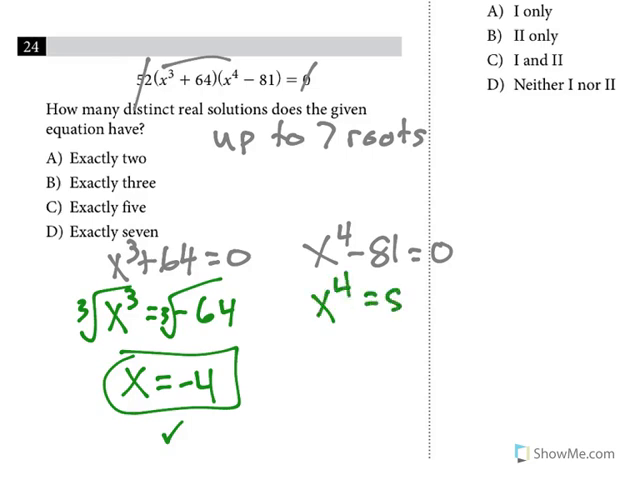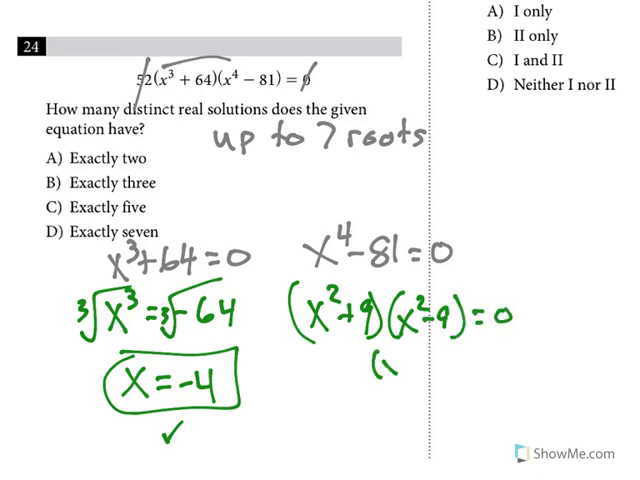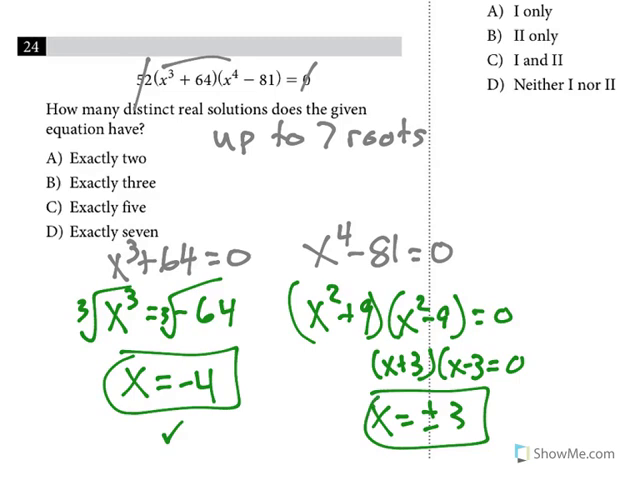What am I going to do here? x to the 4th is equal to 81, right? Or probably shouldn't do that. I could. Let me factor this using difference of squares. Right, so I'll do x squared plus 9, x squared minus 9. I'm going to factor this completely. So we get x equals plus or minus 3. So that tells me I've got 3 roots.